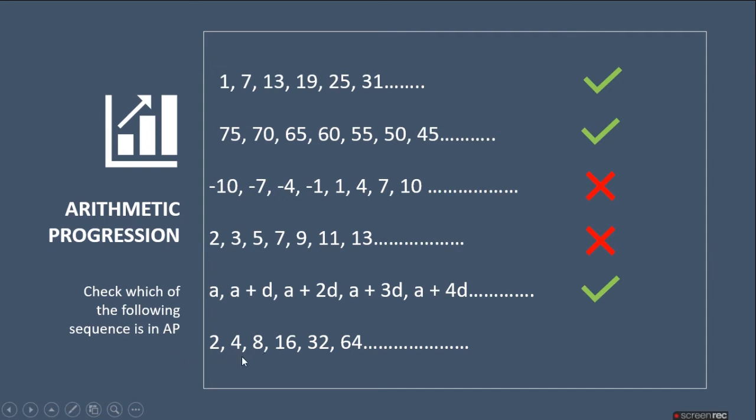Next question 2, 4, 8, 16, 32, etc. Here the difference is 4 minus 2 equal to 2, 8 minus 4 equal to 4. So there is no common difference, so it is not in AP.